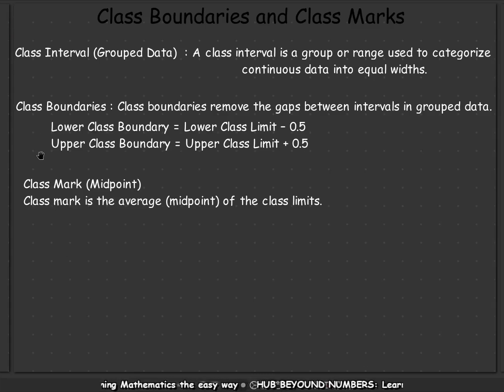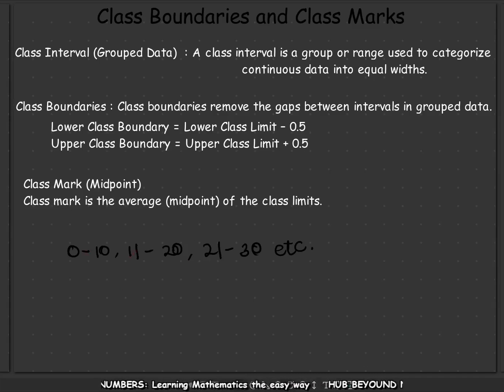Now comes what we call the class boundary. If we use intervals of, let's say, 0 to 10, 11 to 20, 21 to 30, and then what have you, what if you get a value of around 10.5? Where do you put that value? You'll be stuck, you see. Hence, we have the class boundaries. The class boundaries will remove all this gap.